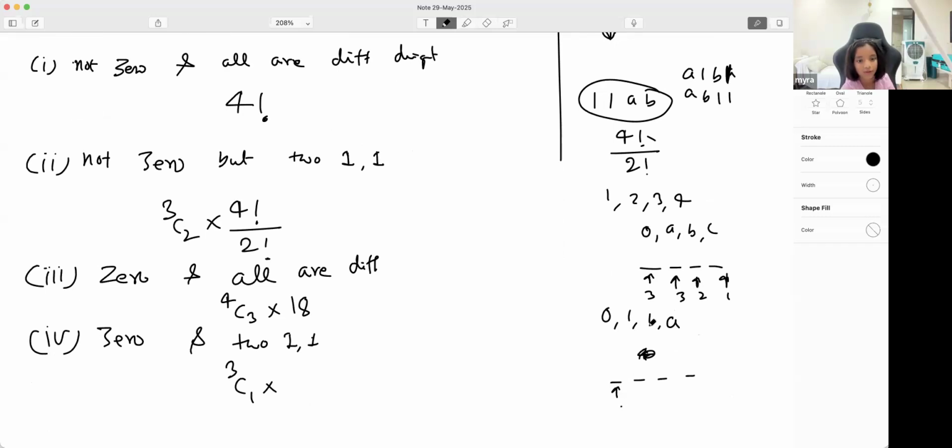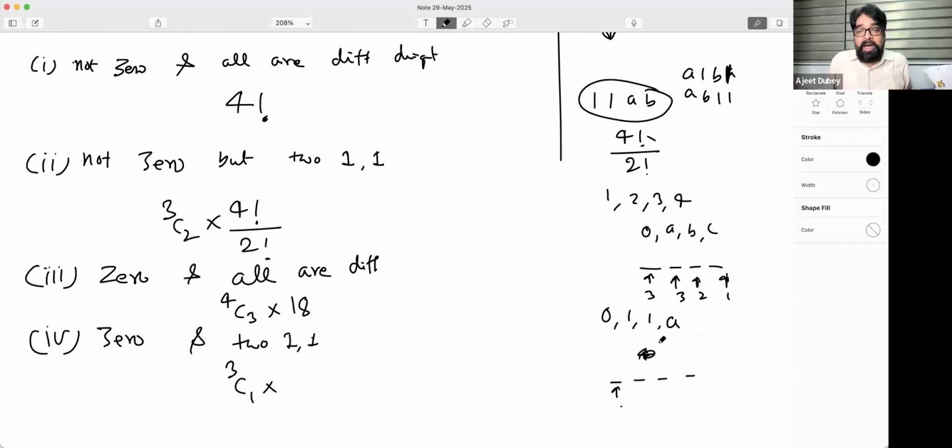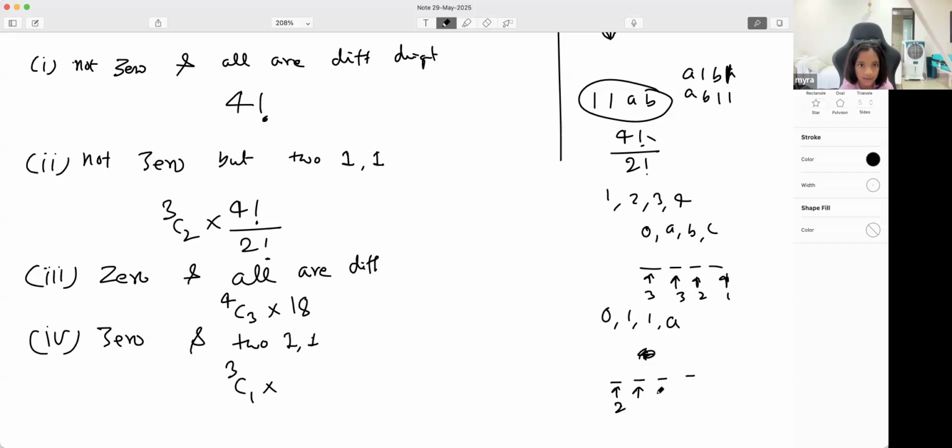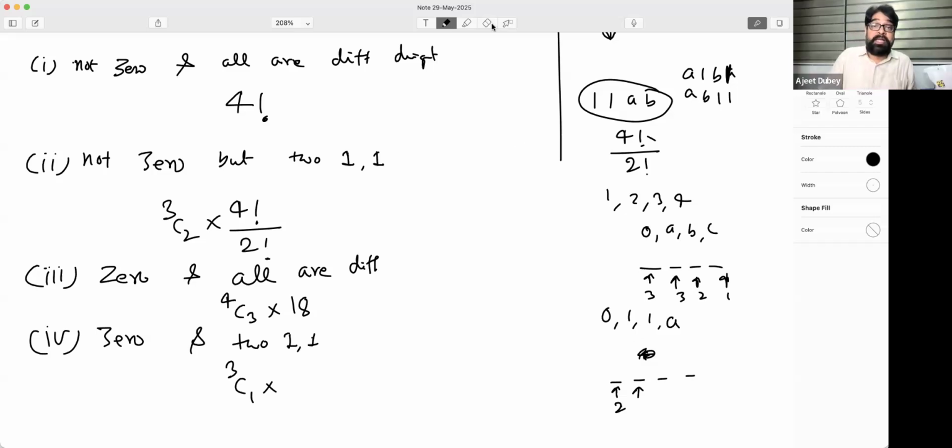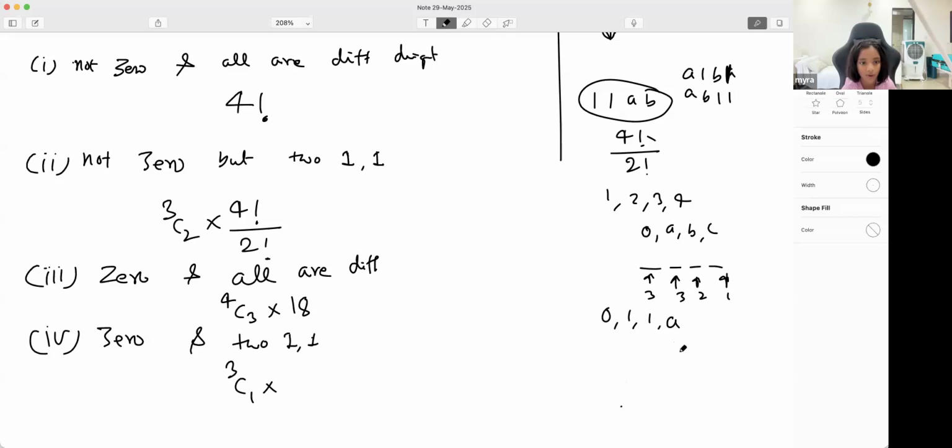1 or 2, sorry. 1 or A, 2 ways. This place I can fill by how many ways? 3. We don't know. Here the problem is there. So what I will suggest you, go by reversal. The first one is 1.